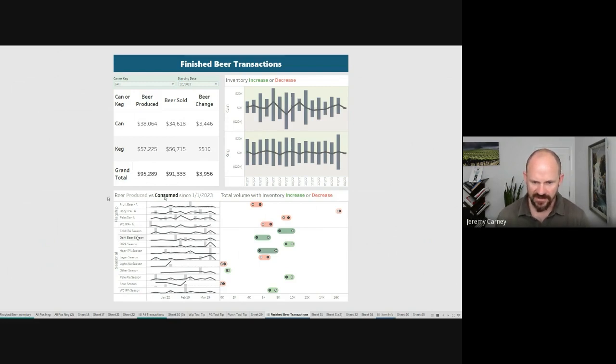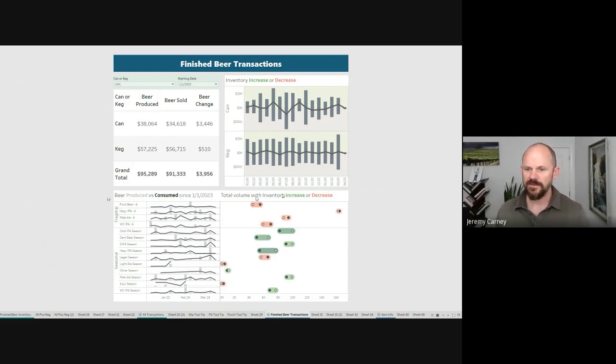And then you'll see some of our seasonal ones are pretty spotty, right? We brew it once, then we sell it for a month or so, and then we'll brew it again and sell it. So not as much of the steady brewing as we see with some of our flagships.